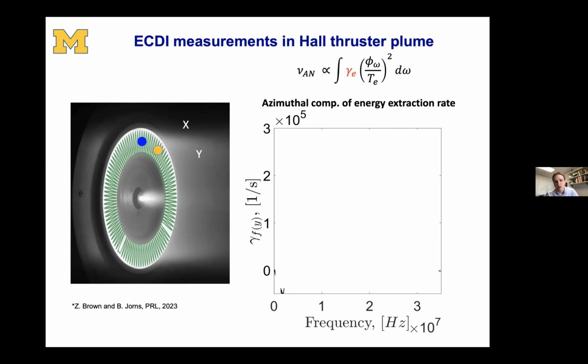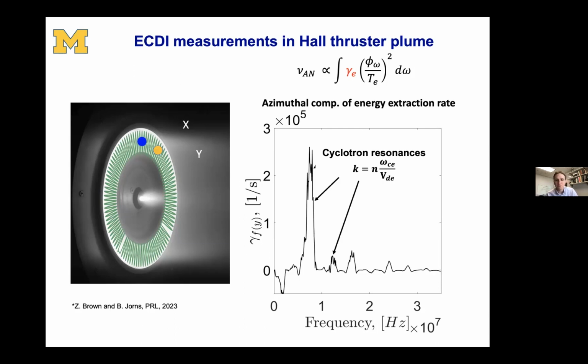So with that being said, we were actually able to put those probes in the plasma and measure the linear growth rate in the azimuthal direction. And that's what's shown here. So this is a direct physical measurement of the degree to which the waves are extracting momentum from the azimuthal direction in the plasma. And there are some interesting features that pop out from this. First and foremost is that there are actually cyclotron resonances here.